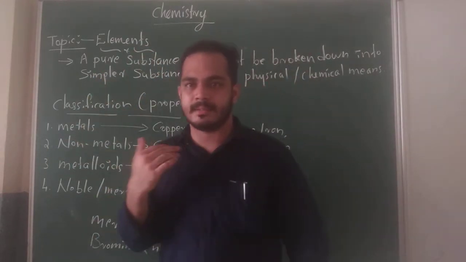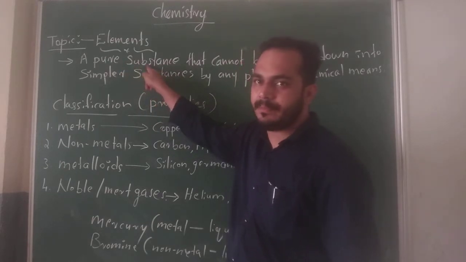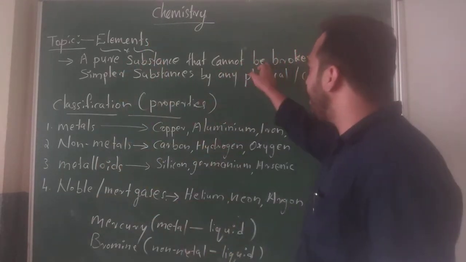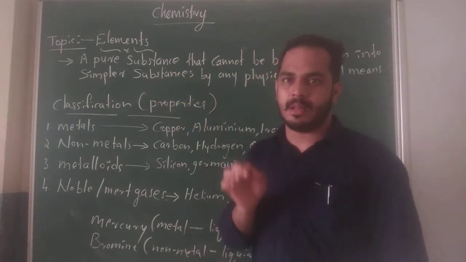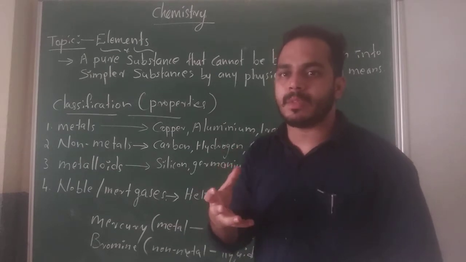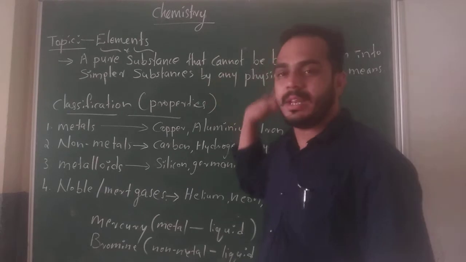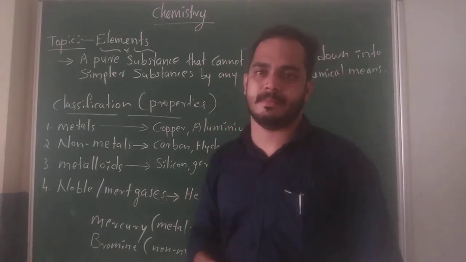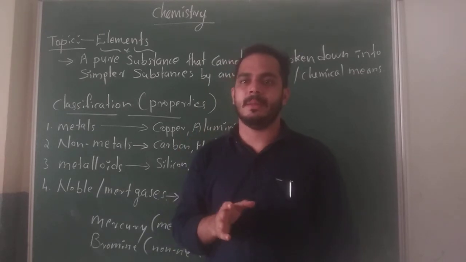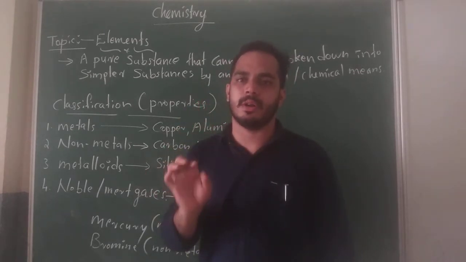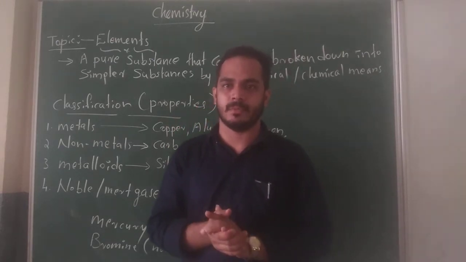Okay, let's see. An element is a pure substance that cannot be broken down into simpler substances by any physical or chemical means. So that means it is a very pure substance that cannot be broken into simpler or smaller ones. That's called an element.